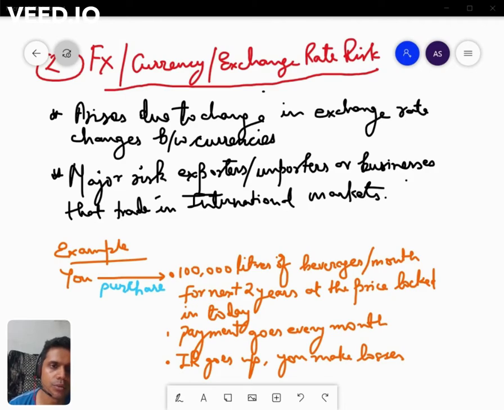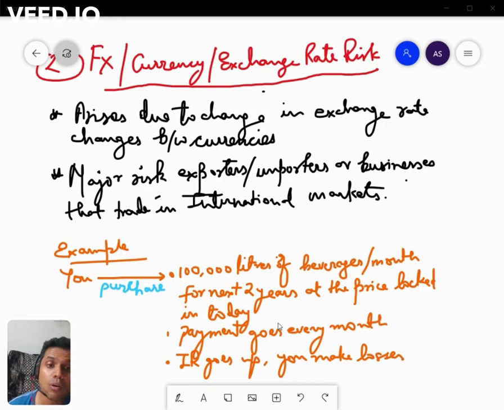For now, in simple terms, this is considered a major risk for exporters, importers, or businesses that trade in international markets. Let's say, to understand with a simple example, you struck a deal with someone in the UK to purchase 100,000 liters of beverages every month for the next 2 years. That's a fixed price, right? Your payments will also go on a monthly basis as you receive your consignment.